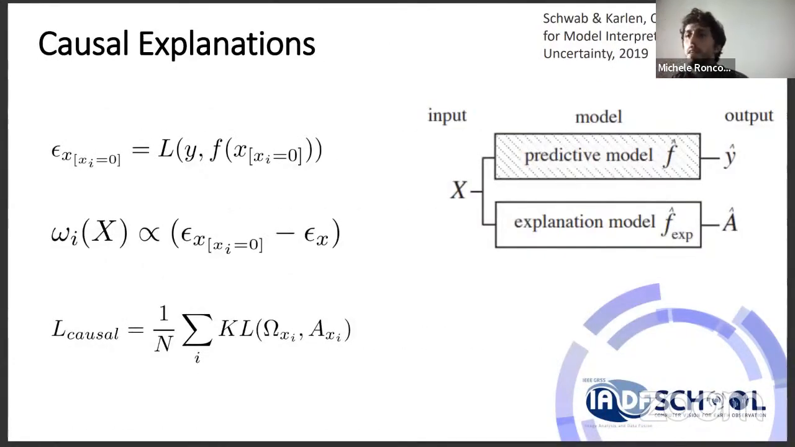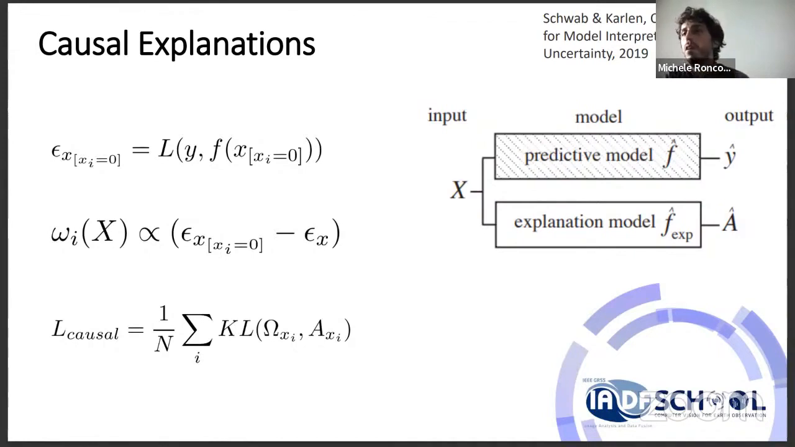I promised I would say something about causality within the field of explainability. Of course, this is a completely other topic by itself. What I would say is just mention that there are some methods that try to import some ideas from causal inference and causality within the field of explainable AI. In particular, let me briefly discuss this method, which appeared in a quite recent paper, about how to produce causal explanations.